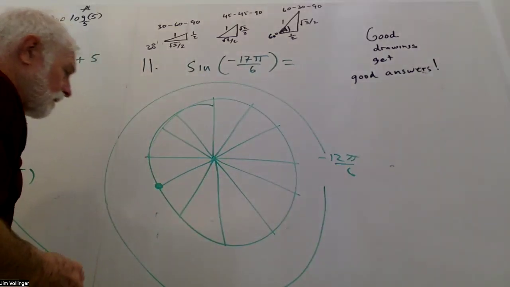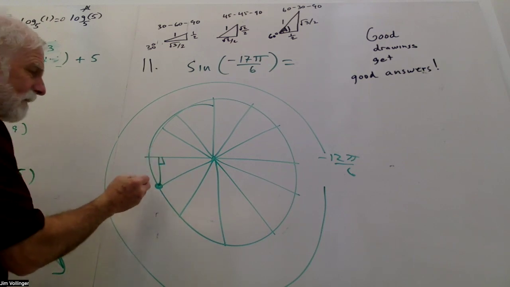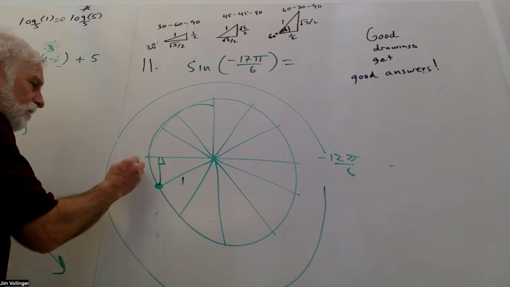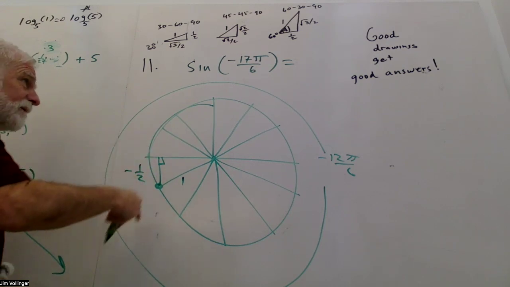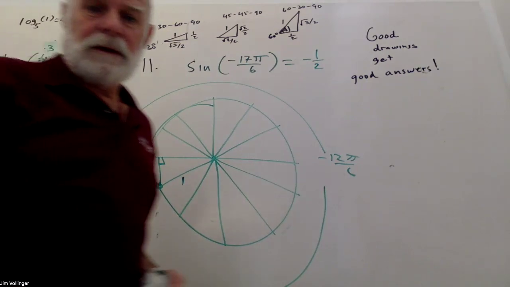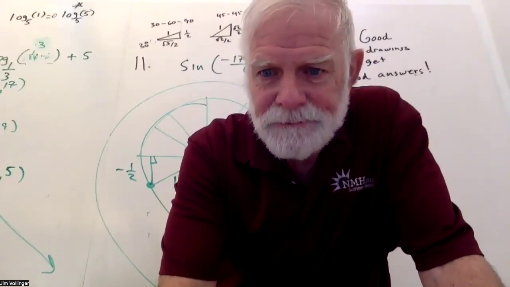Take your time. X-axis, a little 90-degree. Hypotenuse is still 1. Sure looks like that's minus 1/2. And that's the sine function, is all about the heights in the unit circle. We're done. Well, that took a lot out of me that time. All right.